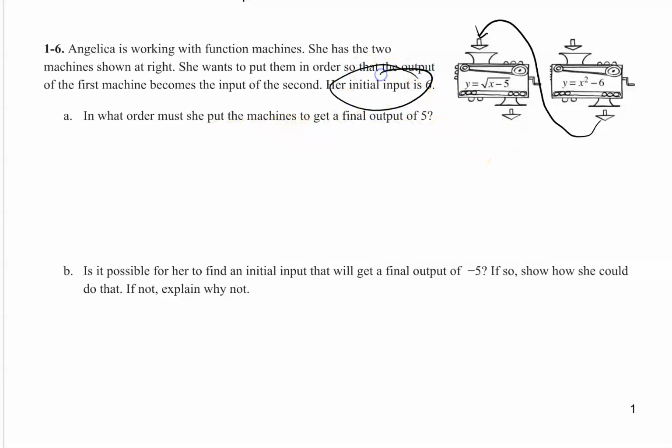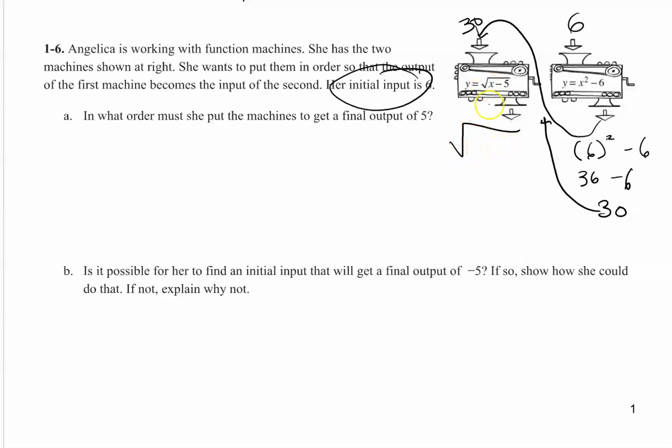Let's say your initial input is 6. Let's just guess. Let's drop 6 into this machine. So when it comes into this machine, the 6 gets squared, and then it subtracts 6. 6 to the power 2 is 6 times 6, or 36. And then 36 minus 6 is going to be 30. So that 30 is the number that gets sent up top, and it gets dropped into this function machine.